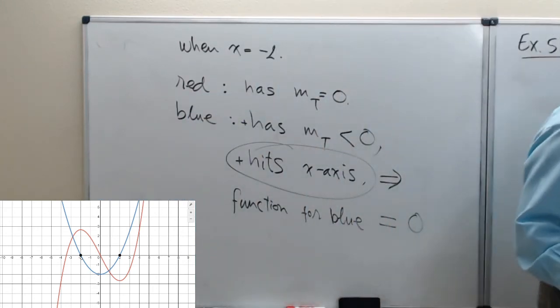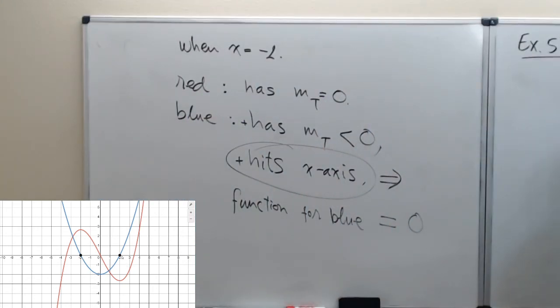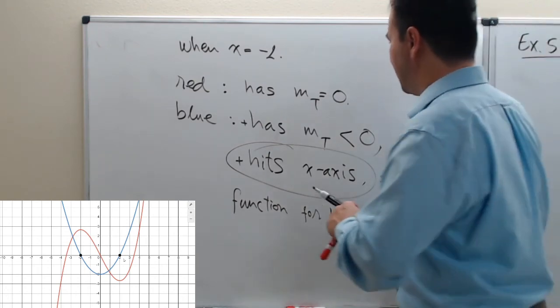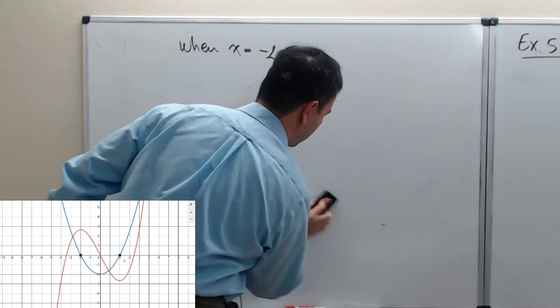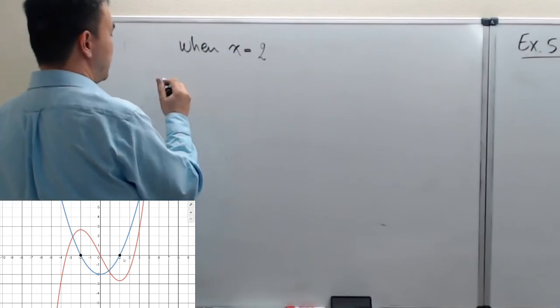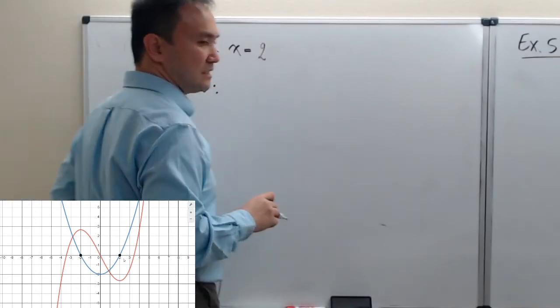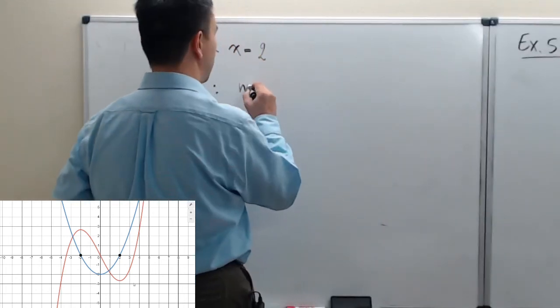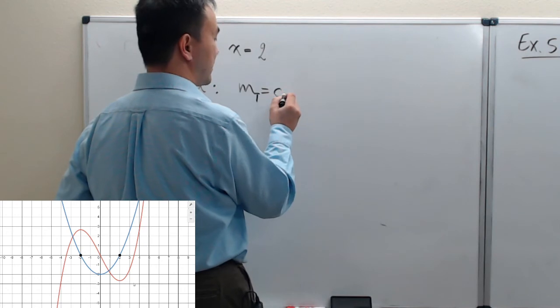I'm going to tackle the other point. How about at x equals 2 right here? At x equals 2, okay, I'm going to leave this board actually. As x equals 2, what's the behavior of red? If we place a tangent point here and put a tangent line here, we again have a horizontal tangent line. And so that means for red, the tangent line is going to have a slope equals 0 again.